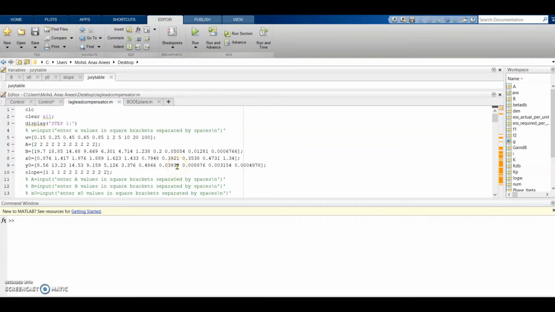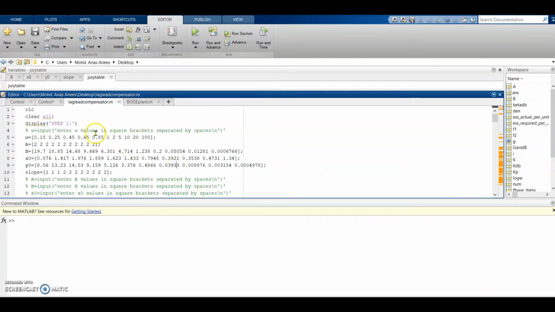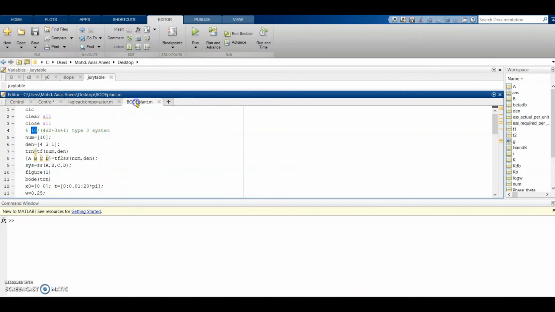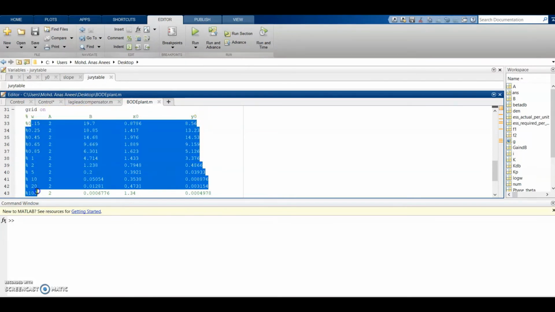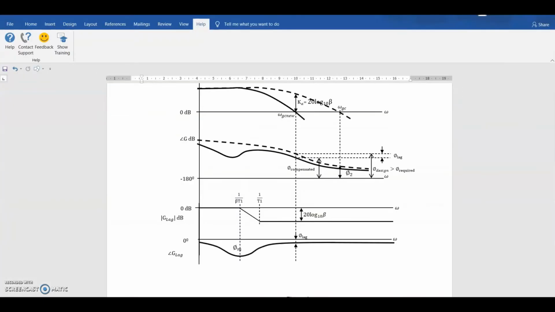Okay, so now we will run this program. This program is for lag compensation. Here we have assumed that we had a practical system for which we have found out A, B, x0 and y0 values for different ranges of frequencies. Now we get A, B, x0, y0 values, so we will find out the frequency response of the system.